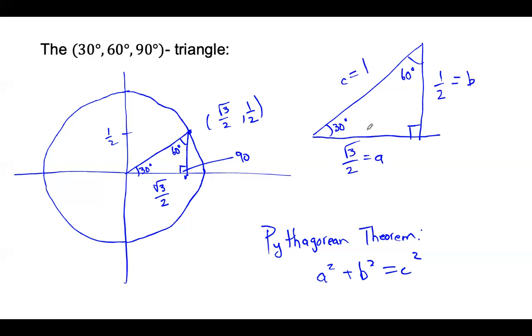And how you can remember it is across from 30 degrees, that side is a half, and across from 60 degrees, that side is the square root of 3 divided by 2. So that's how you remember. Just remember one of them. 30 degrees, across from it is a half. And then you can figure out the other sides using the theorem. That's how I memorize it.